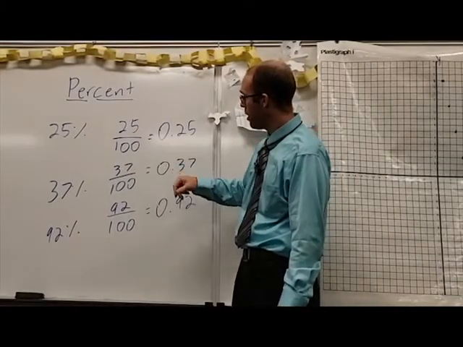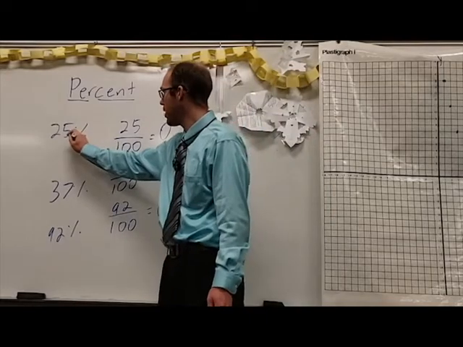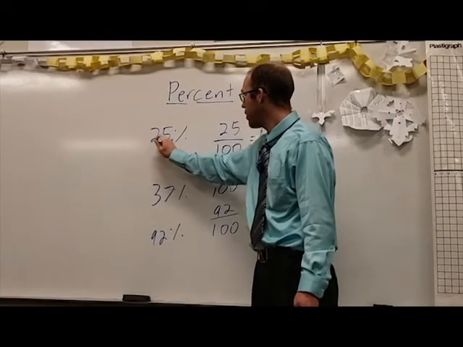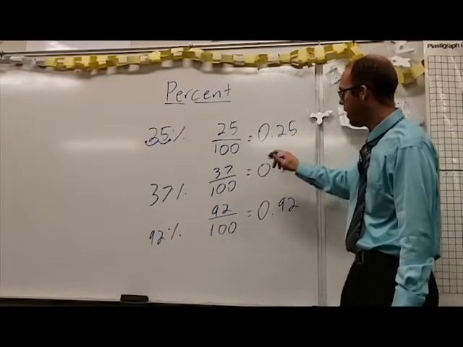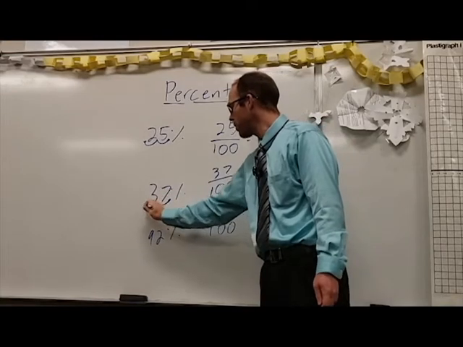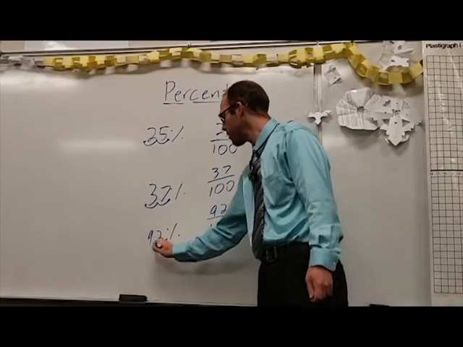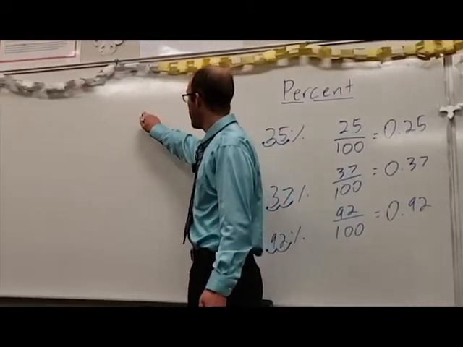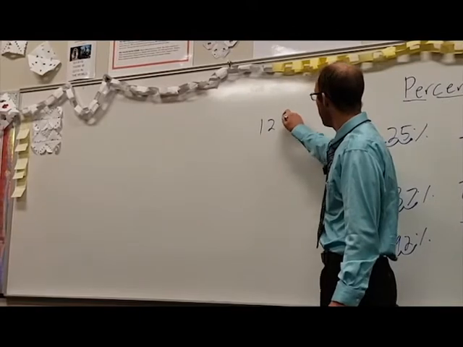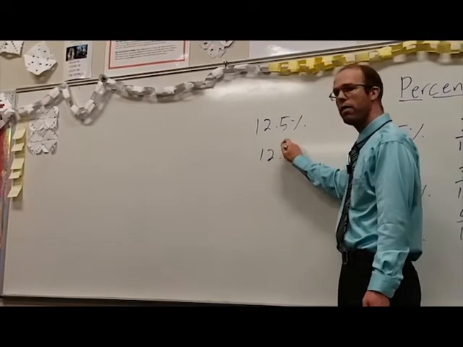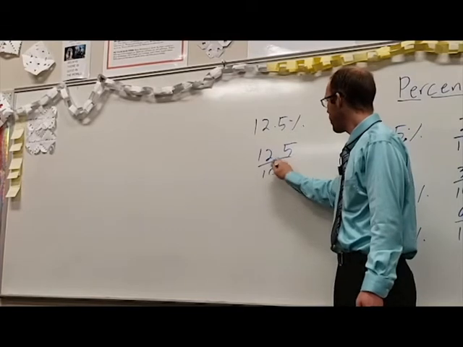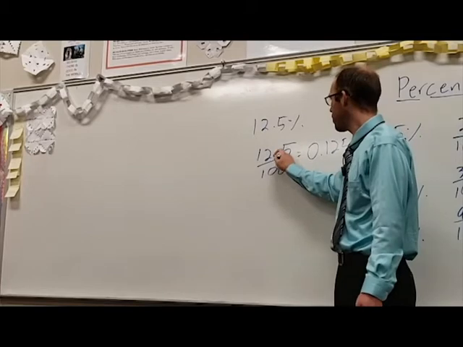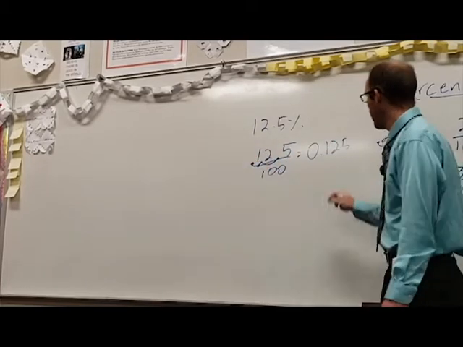When we divide by 100, you will see that the decimal, which came at the end of this number and was not written, but it was there, has been moved over 2 places, 0.25. This 37% also moved over 2 places. This 92% also moved over 2 places. Even if I start with a percent that has a decimal, let's say 12.5%, and I do 12.5 divided by 100, that will give us 0.125. Move the decimal over twice to get this.